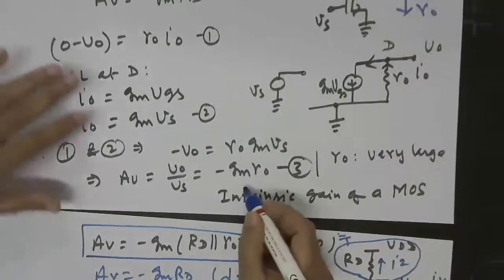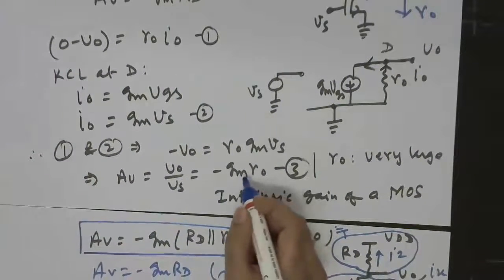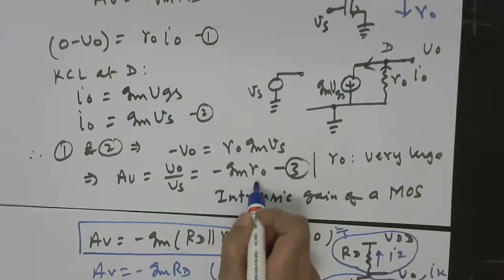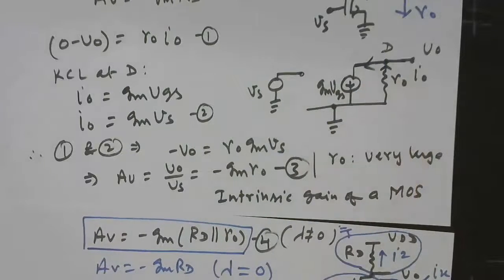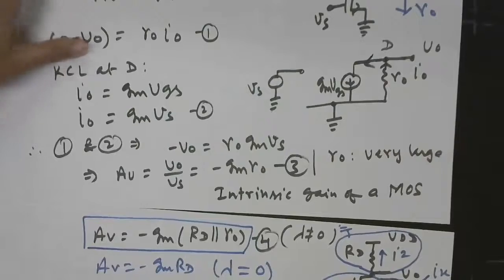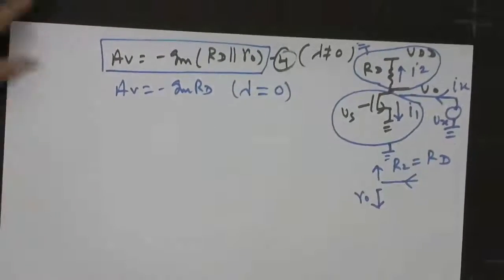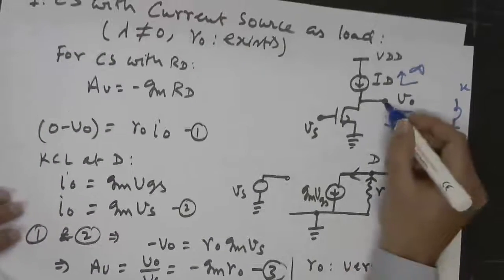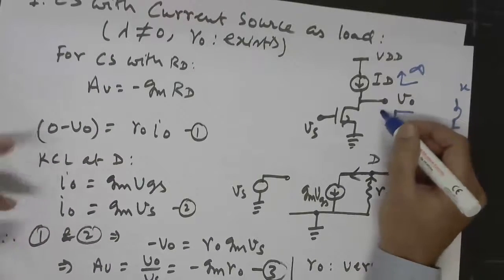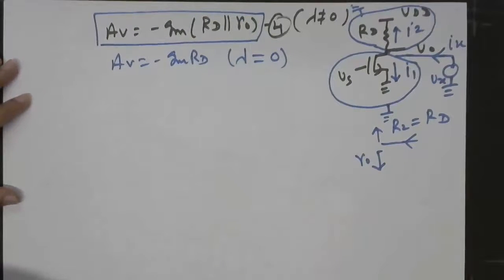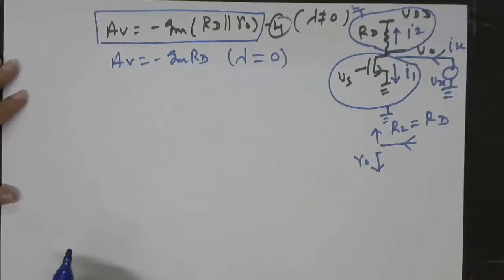So here we see that the maximum gain that we can get out of a single NMOS is minus gm ro, and this is going to be very large. This happens when we have an ideal current source for the biasing, or as a load. It is also called a load, but very often we will be connecting our external load here. So this is with the NMOS. Now we have already studied PMOS also.